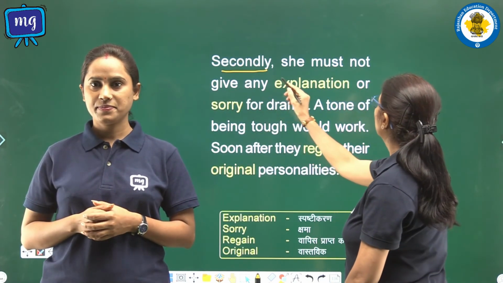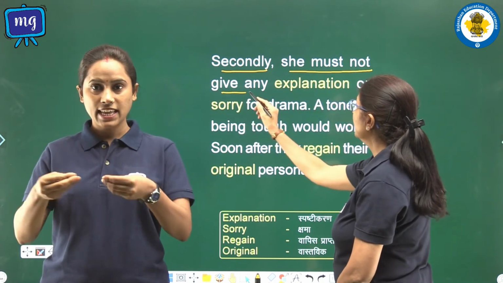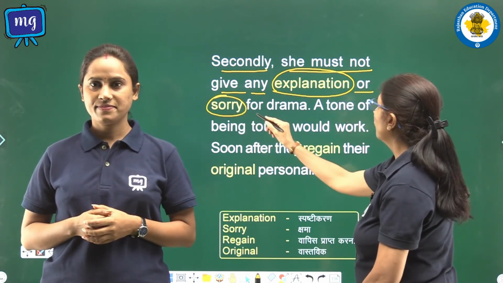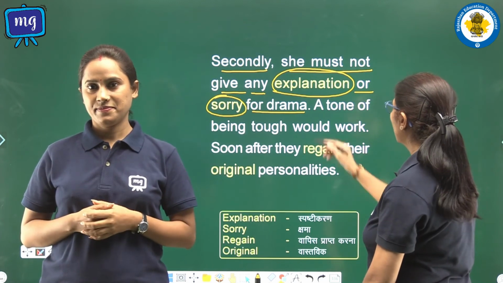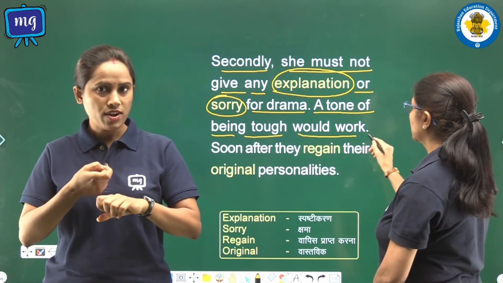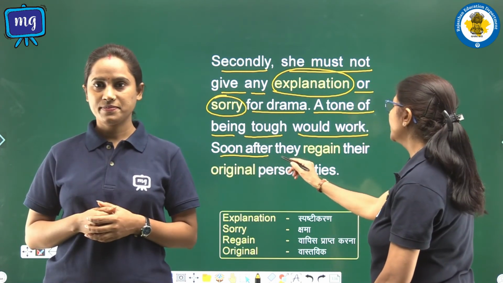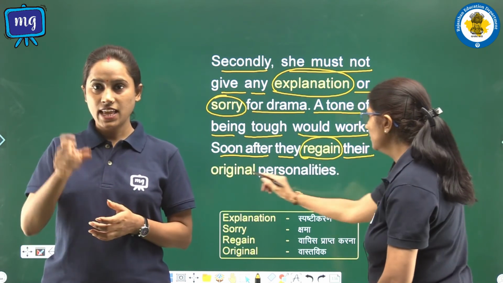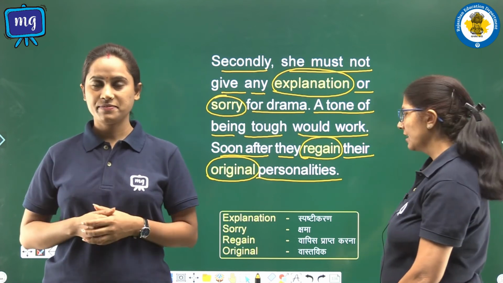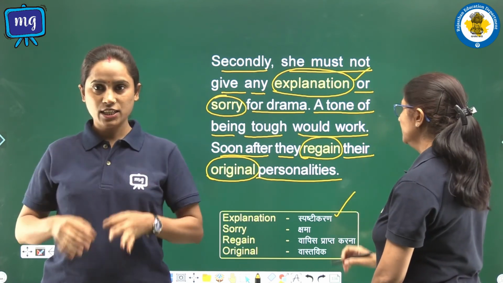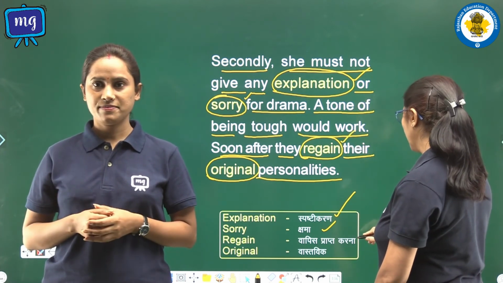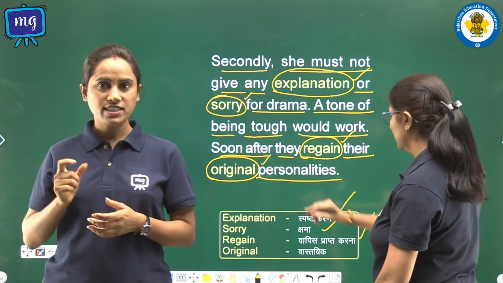Secondly, she must not give any explanation or sorry for drama. A tone of being tough would work. Soon after, they regain their original personalities. Word meaning: explanation, स्पष्टीकरण, सॉरी, क्षमा, रिगेन, वापस प्राप्त करना, ओरिजिनल, वास्तविक.